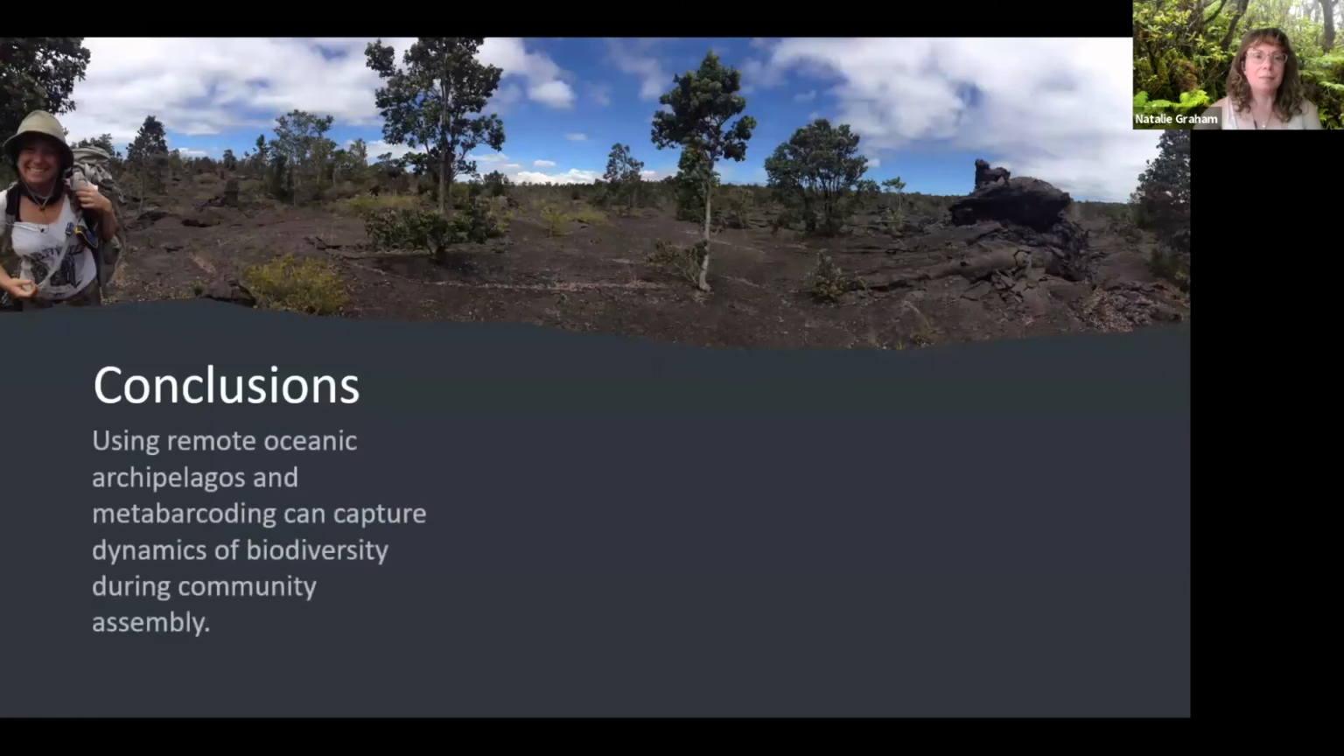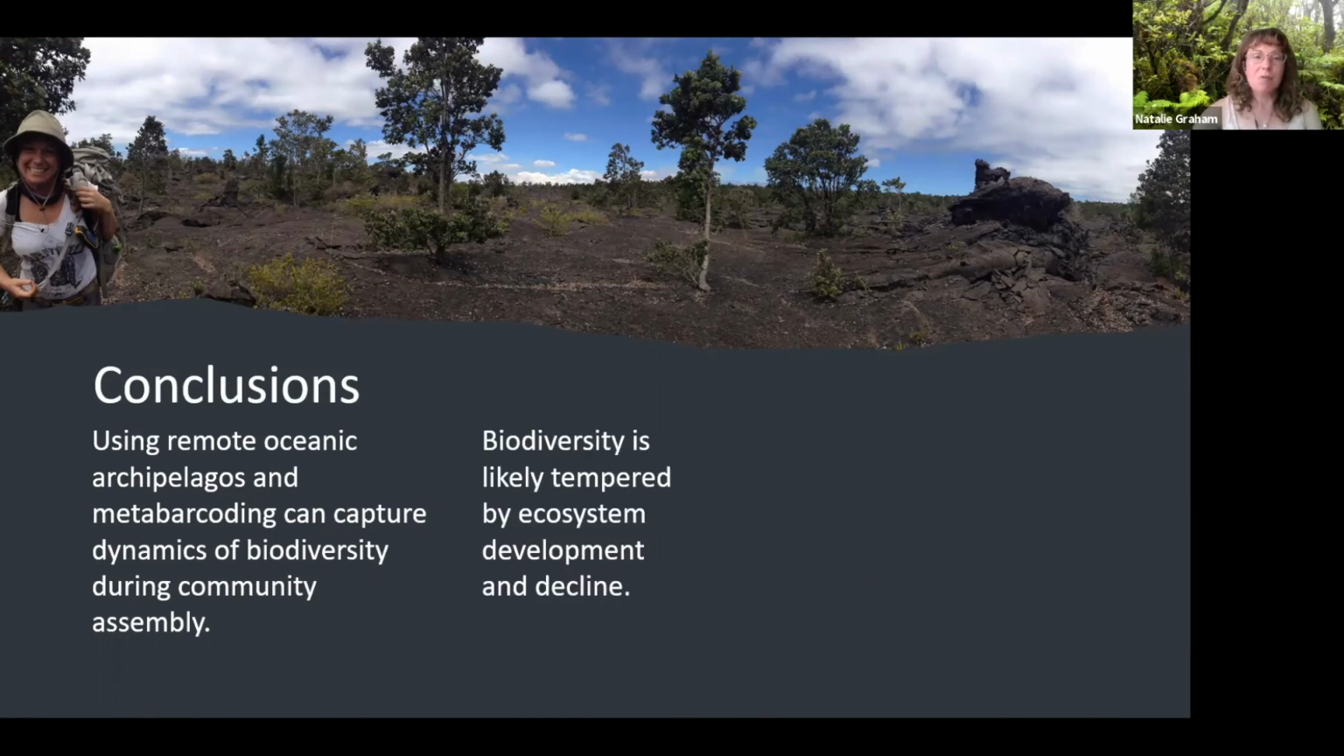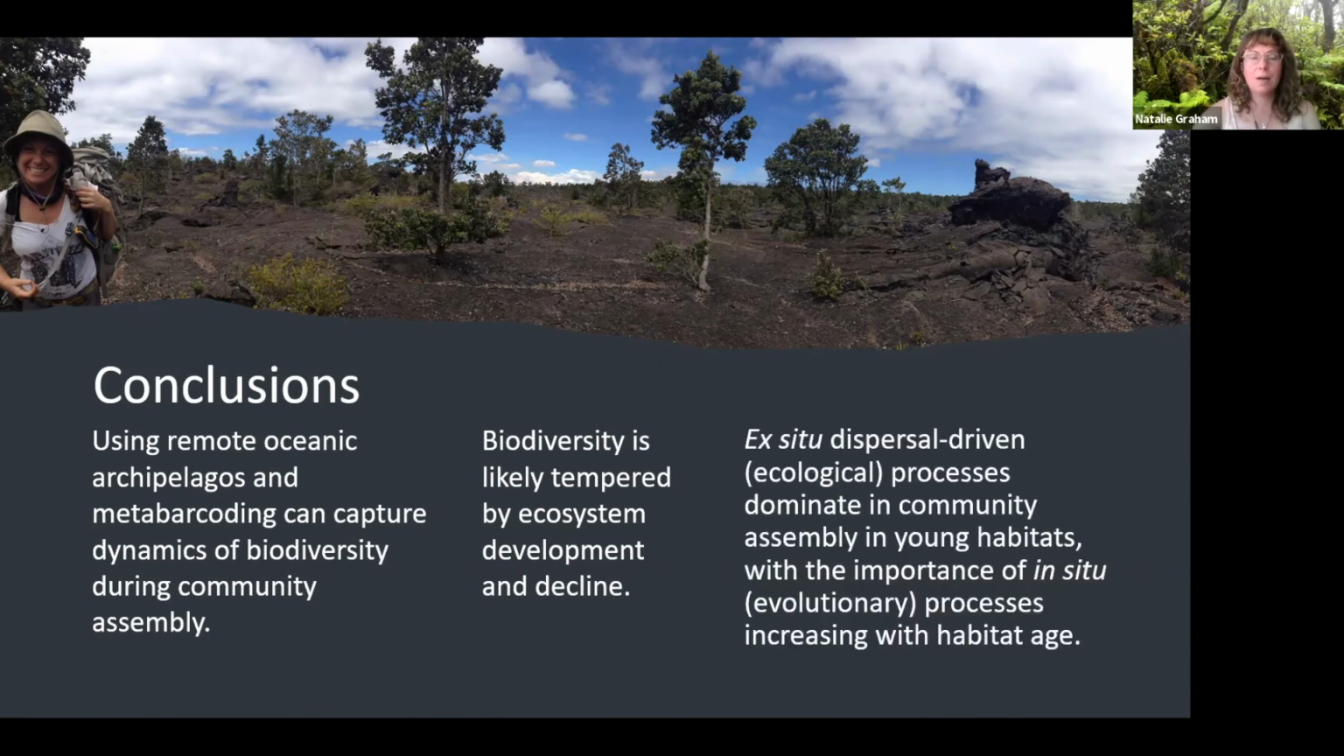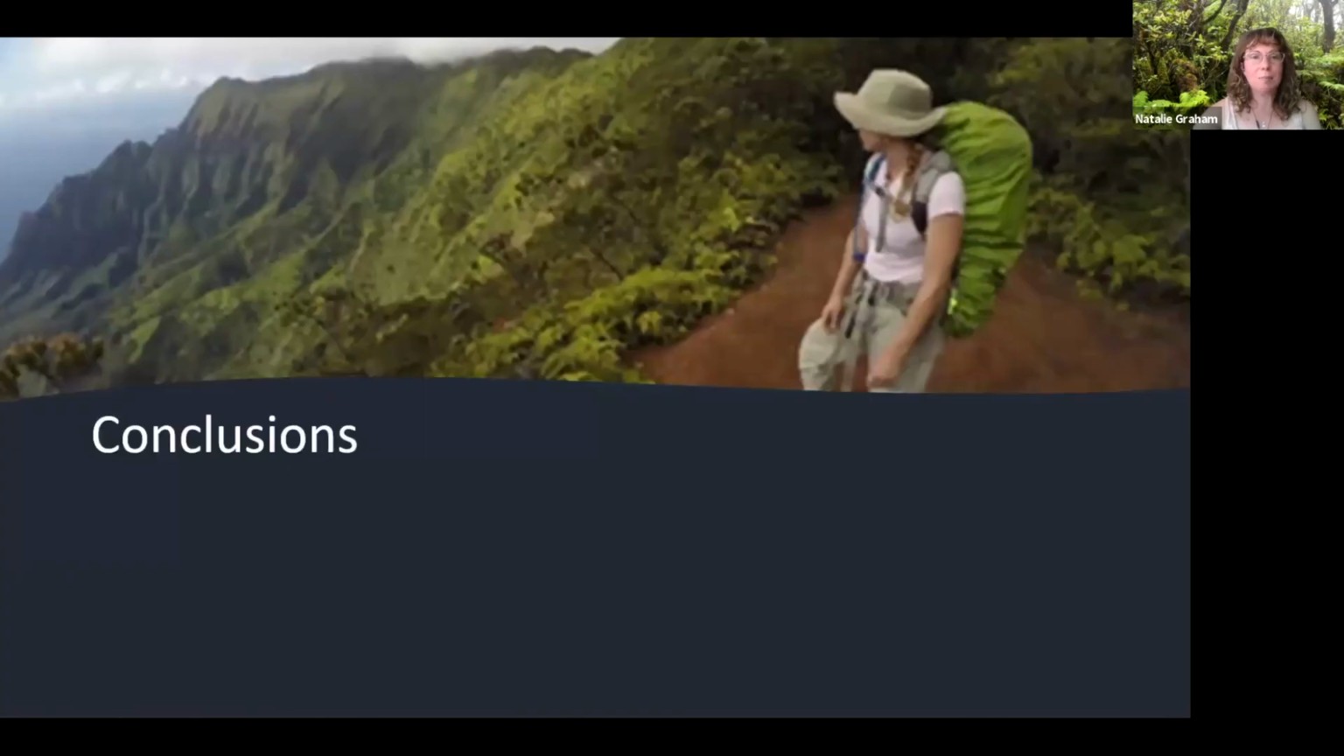So in conclusion, using these remote oceanic archipelagos and combining it with this DNA methodology, we can really capture the dynamics of biodiversity, and we can capture it at multiple different scales. What we see is that biodiversity, or the change in accumulation of species, seems to be related to how the ecosystem is developing, or the island developing as well. And also that these ecological processes of colonization, for example, seem to dominate in the younger community, and evolutionary ones become more important over time.